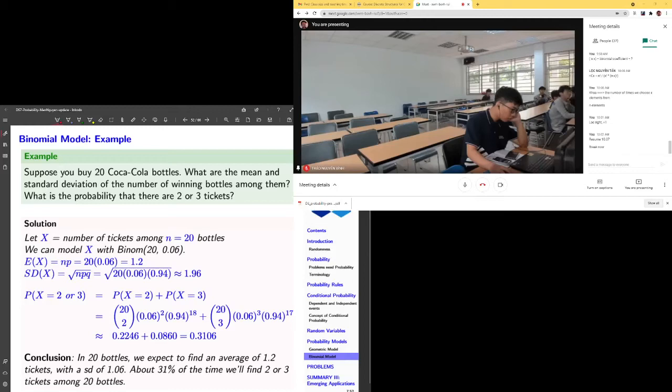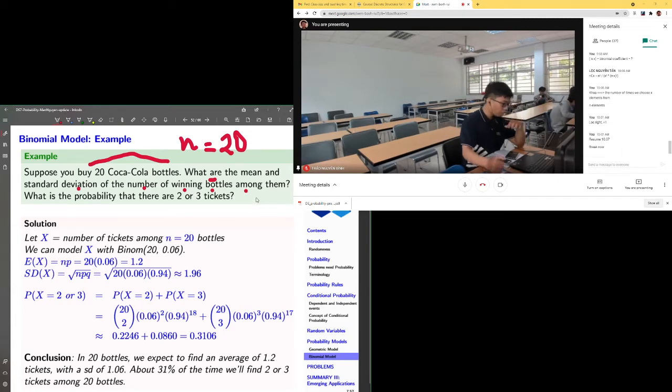Basic fact about the binomial. Then we apply that one again. Now I change the assumption from number 5 to be number 20. You want to try 20 trials, like this. And we want to compute the mean and the standard deviation of the number of winning bottles.